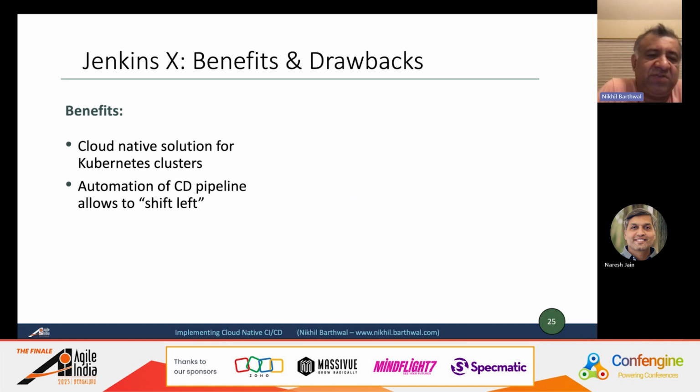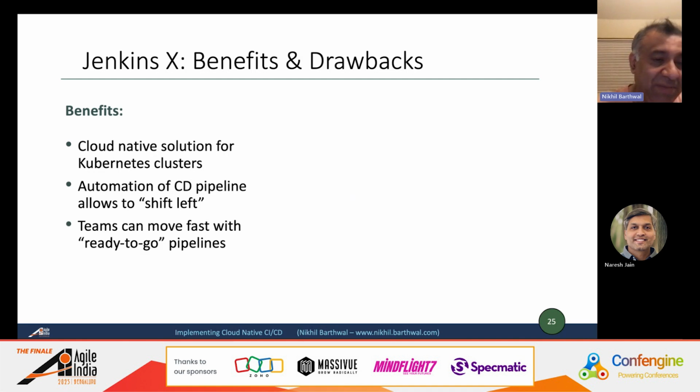There's an automation of CD pipeline that allows a shift left paradigm. For those who don't know what shift left is, shift left essentially embodies a principle of agile computing where you want to basically detect mistakes as early as possible. So shift left, find it as soon as possible. Left is where your pipeline starts, right? Right is where your pipeline ends. So shift left means basically as early as possible in your pipelines.